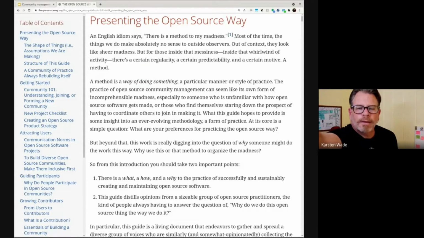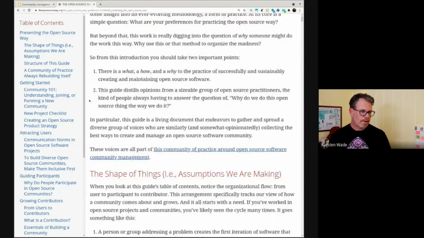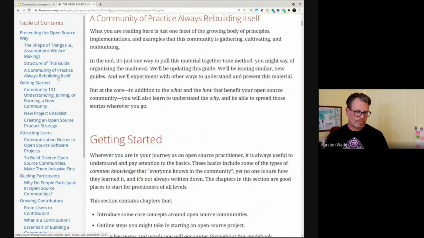And that explains how that vision is delivered in several sections, subsections within that chapter. The shape of things that are about the assumptions, what's the structure of this guide, and then this community of practice is always rebuilding itself, gets into the concept of the community of practice itself.